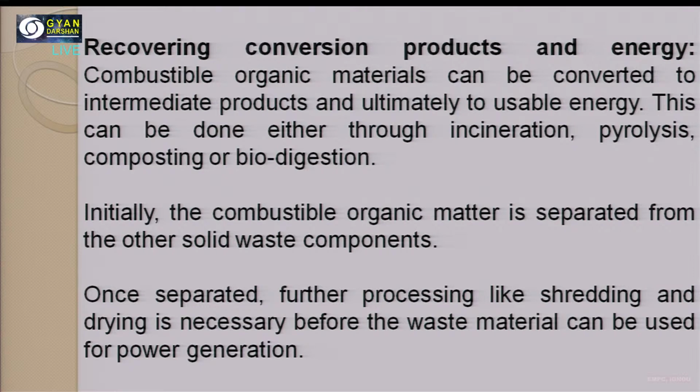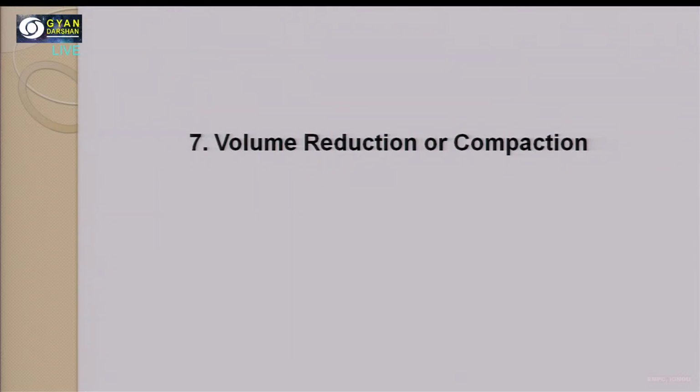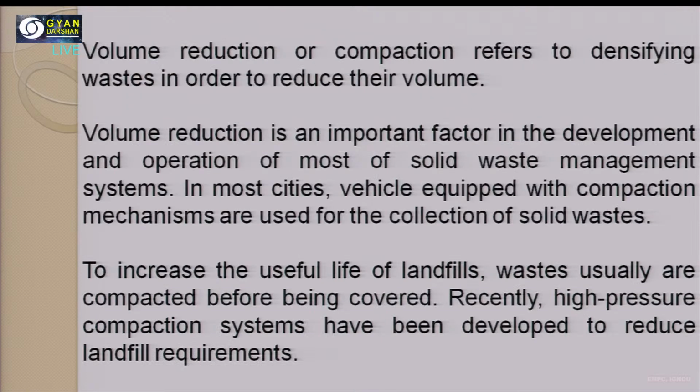Initially, the combustible organic matter is separated from the other solid waste components. Once separated, further processing like shredding and drying is necessary before the waste material can be used for power generation. So the first processing we use in these units is volume reduction or compaction. Volume reduction or compaction refers to densifying waste in order to reduce its volume. Volume reduction is an important factor in the development and operation of most solid waste management systems.